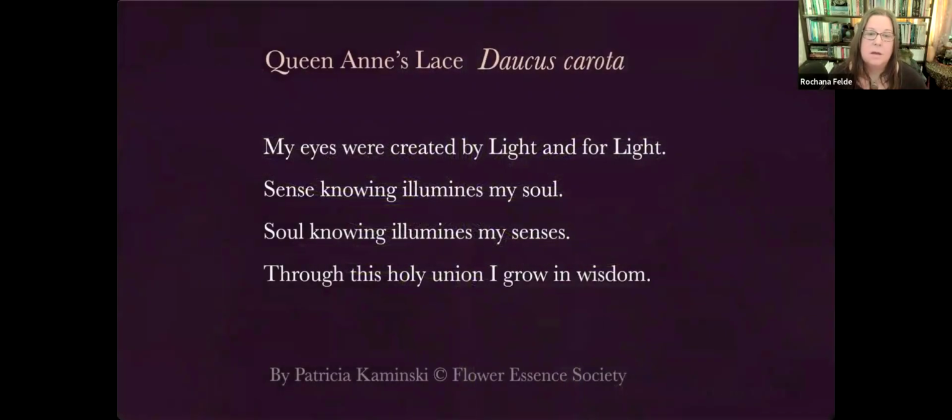And I'll end on what Patricia Kaminsky wrote as the affirmation for Queen Anne's lace. My eyes were created by light and for light. Sense knowing illumines my soul. Soul knowing illumines my senses. Through this holy union, I grow in wisdom.